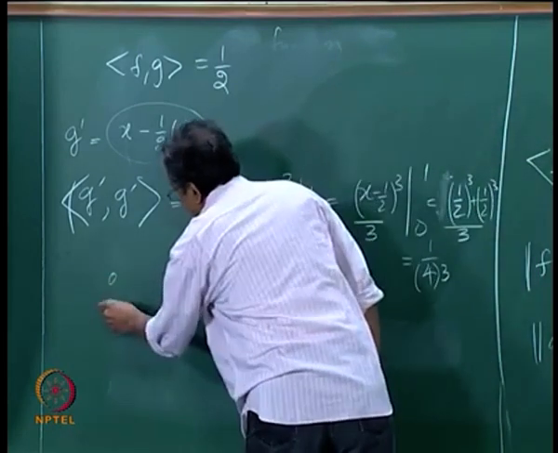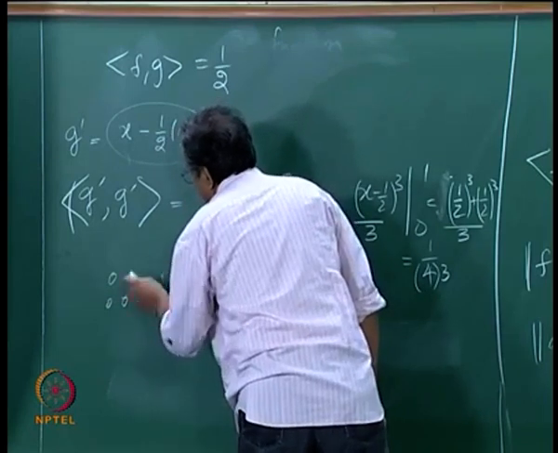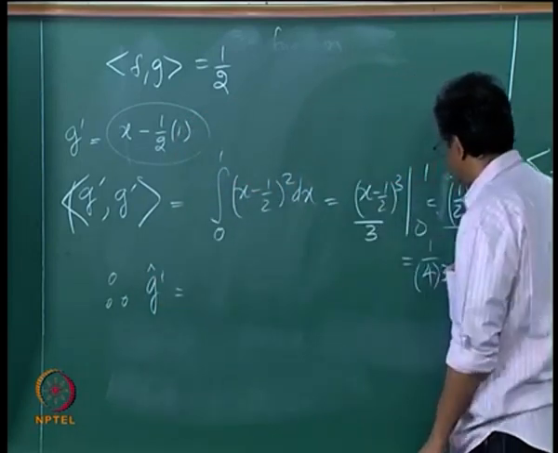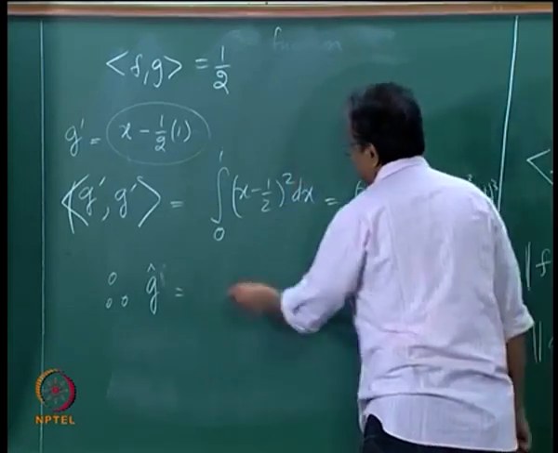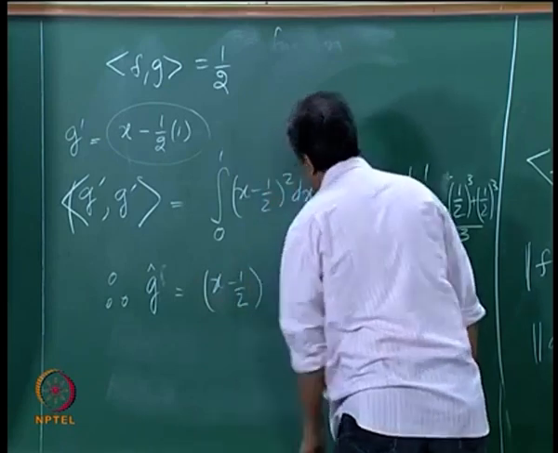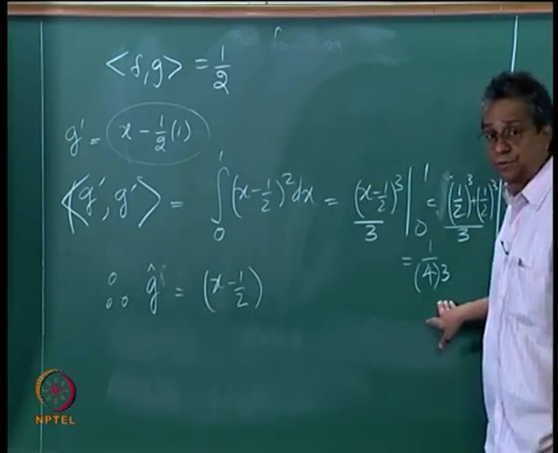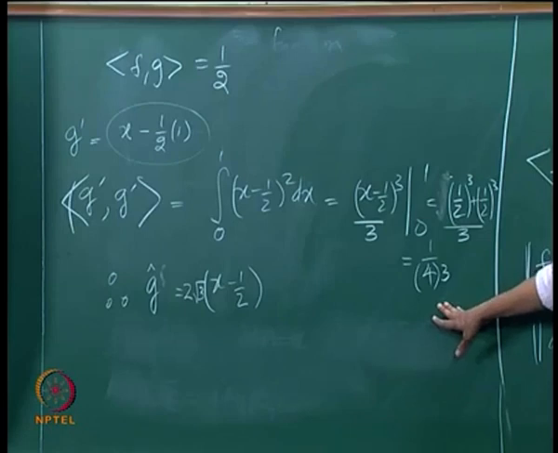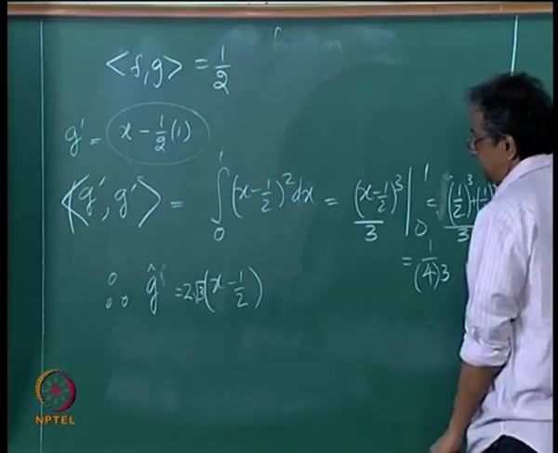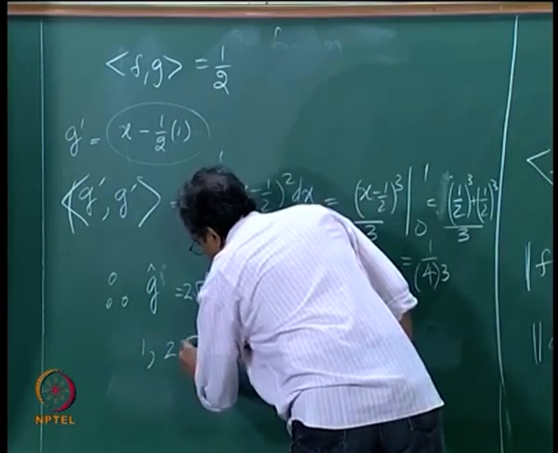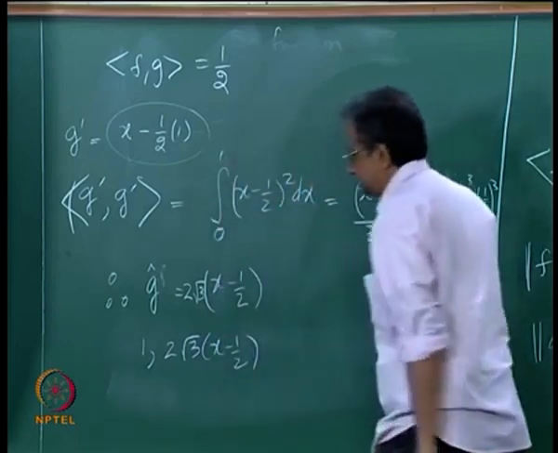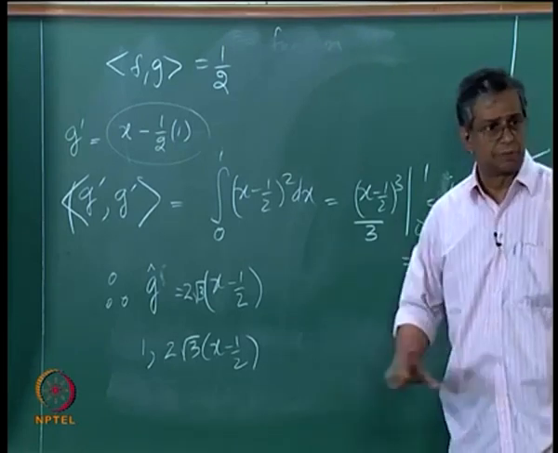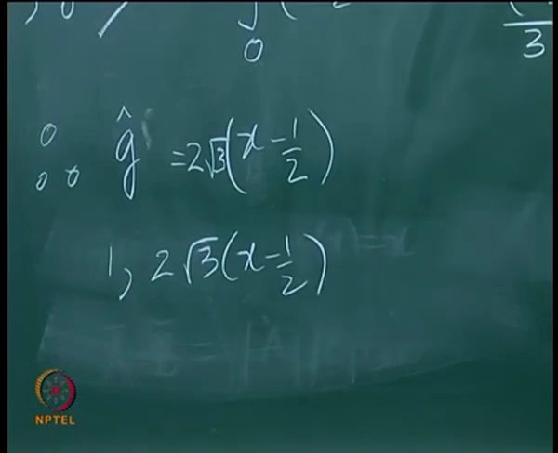And therefore G hat, or G prime hat, if you want to put a hat on it just like we did for the other unit vector, or just call it G hat, would be x minus 1/2, and I have to divide by the magnitude, which is 1 over 2 root 3. Are there any questions? That is fine. So now we have the vectors 1 and 2 times square root 3 into x minus 1/2. These are orthonormal: the magnitudes are 1 and they are orthogonal to each other, okay.